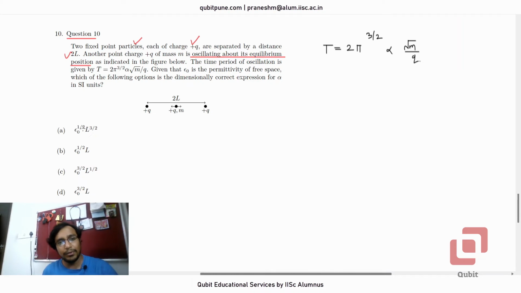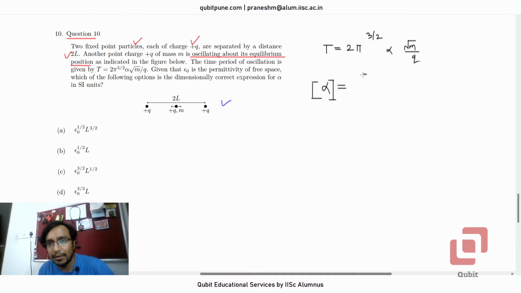Epsilon naught raised to half L raised to 3 by 2, epsilon naught raised to half L, epsilon naught raised to 3 by 2 L raised to 1 upon 2, epsilon naught raised to 3 by 2 into L. Well, although the situation is interesting, we will not analyze its dynamics. We are only happy with the dimensions part. So what are the dimensions of alpha?